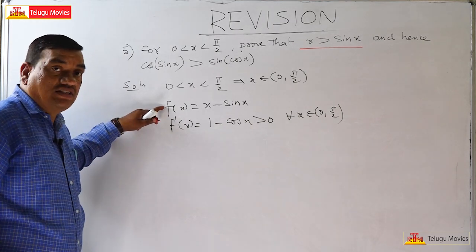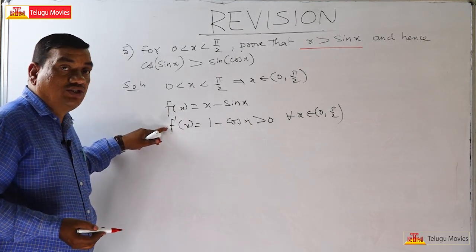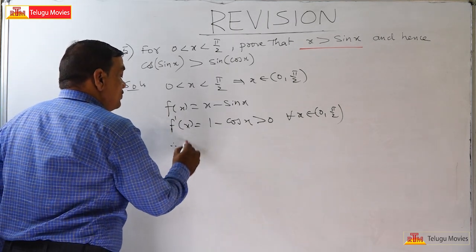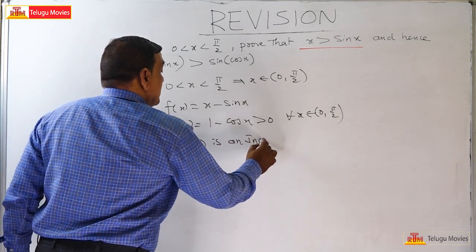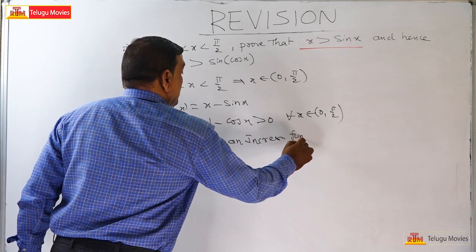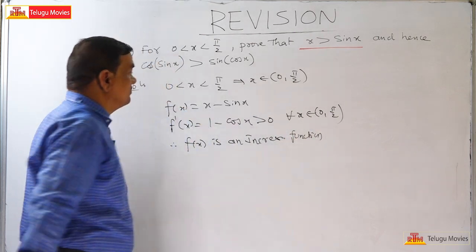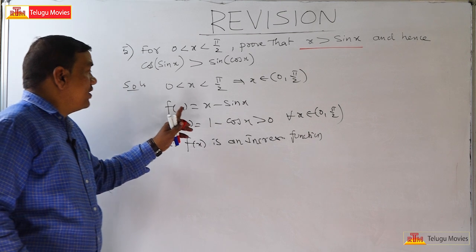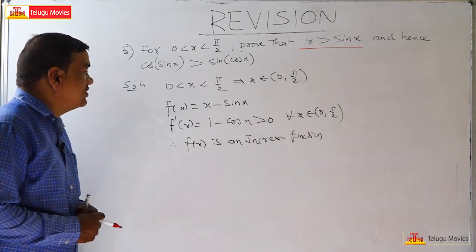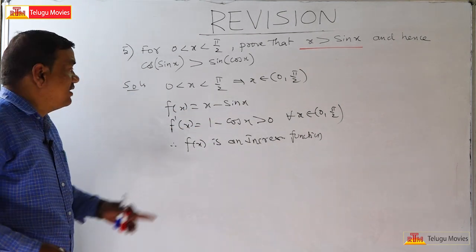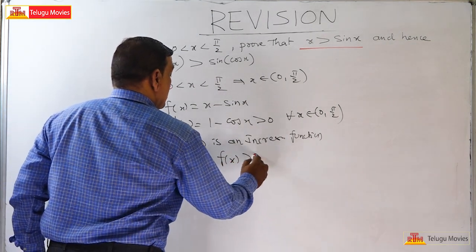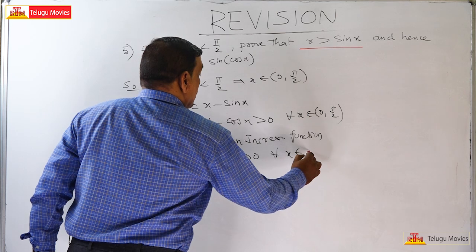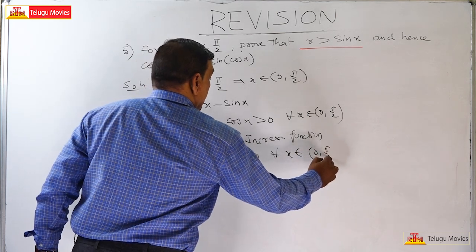So here f of x is a function, and we got f dash of x greater than 0. Therefore, from this we can say that f of x is an increasing function. So f of x is an increasing function means f of x is greater than 0 for all x belonging to 0 to pi by 2.